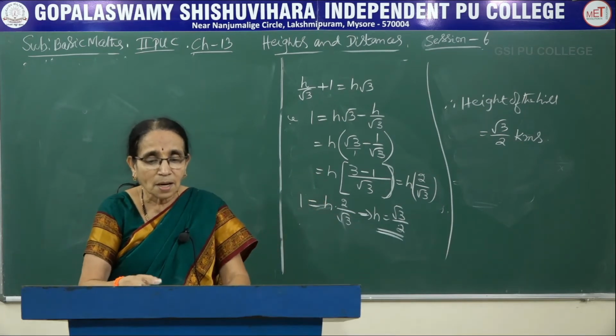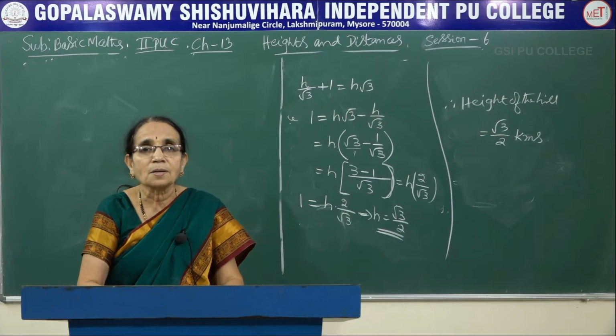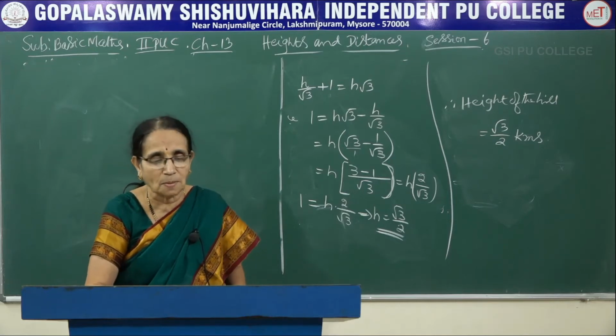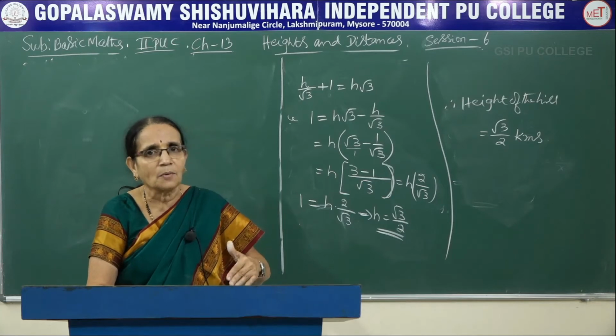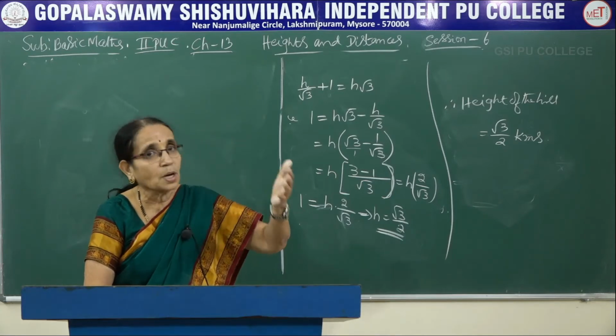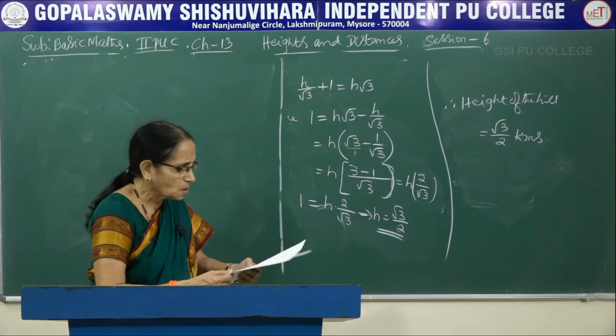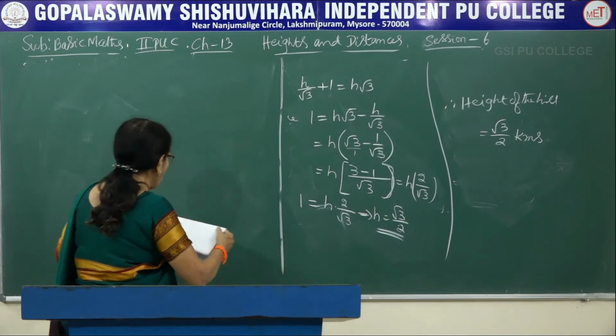Now, in the next problem, we are considering the angle of elevation. Angle of elevation means the observer is at the lower level and something above him is observed. Now let me move on to the next problem.